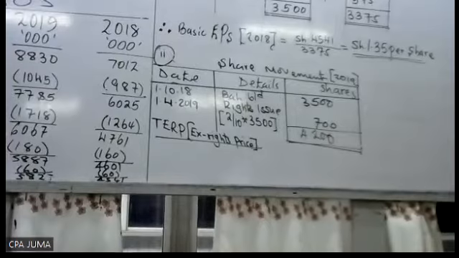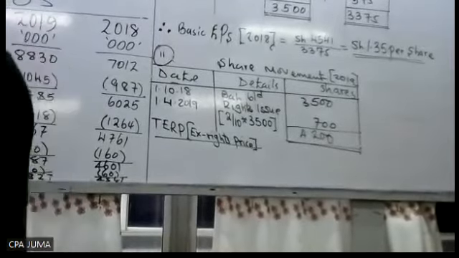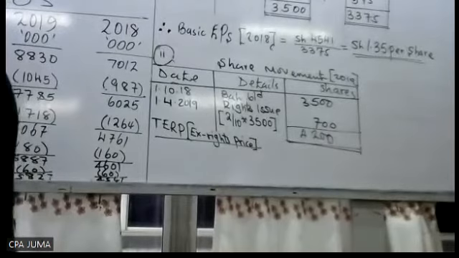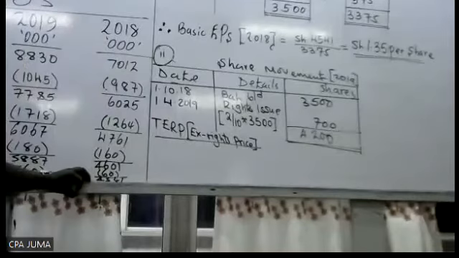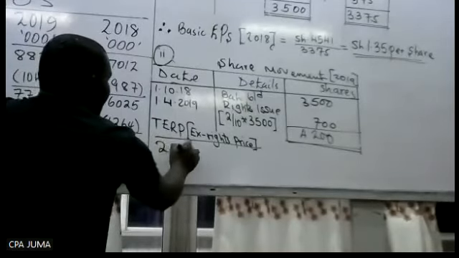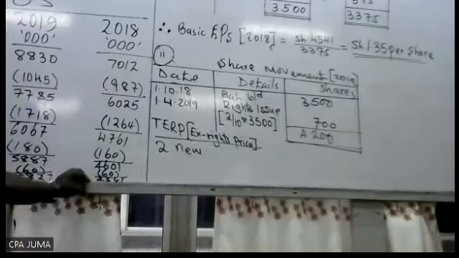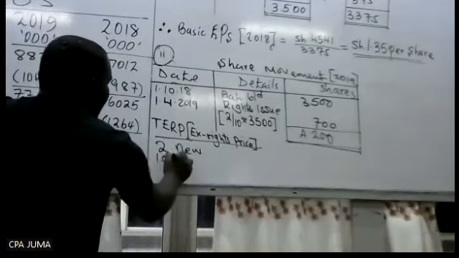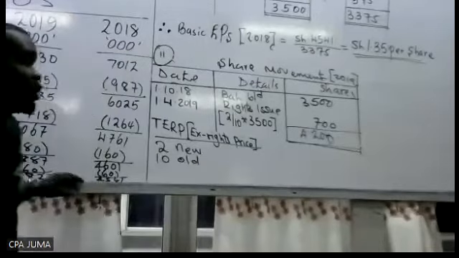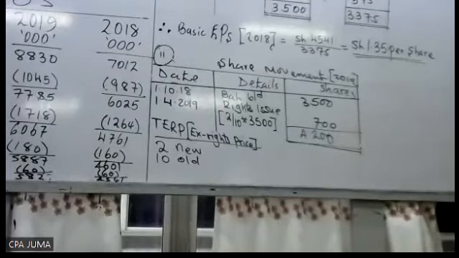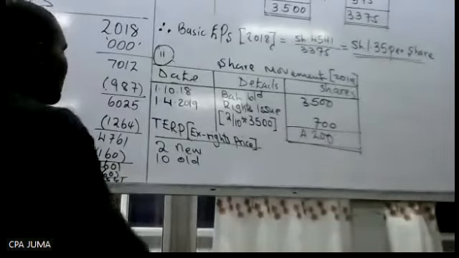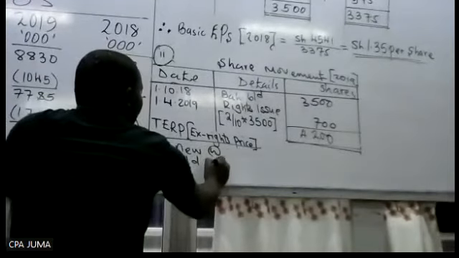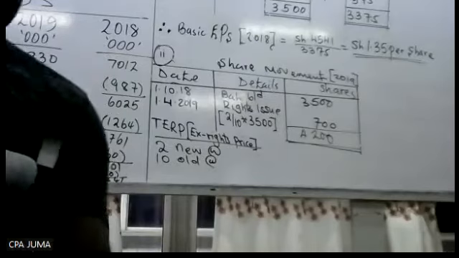So for the ex-rights price, you check the basis. How many new ordinary shares are they getting? They are getting 2 new for every old, the ones held before. They are getting 2 new ordinary shares for every 10 held. So the two new at what price? The old ones were at what price? The price must be set there.